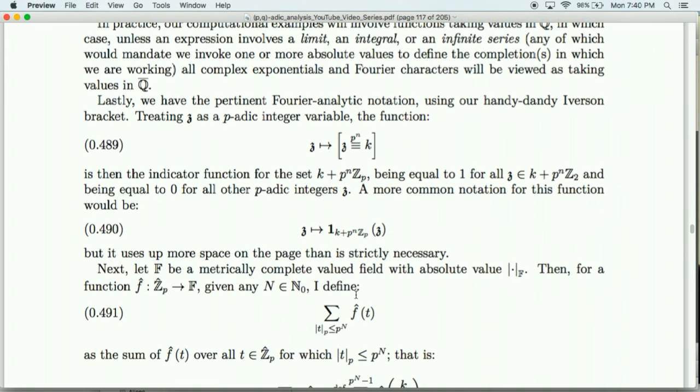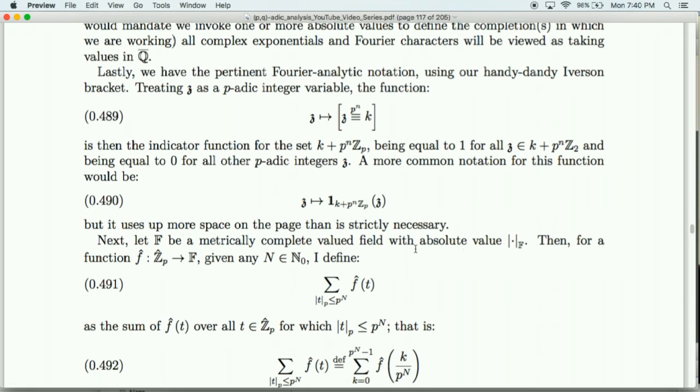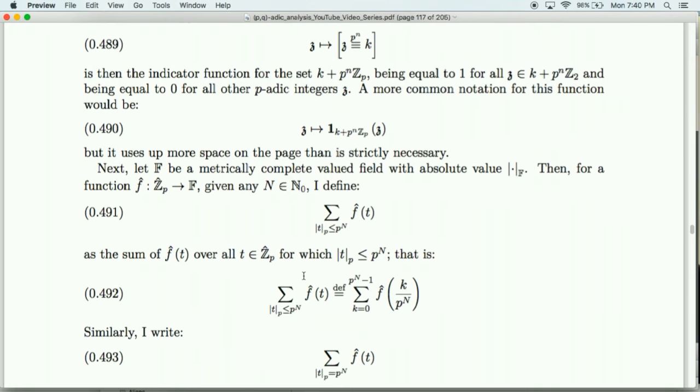So next, we have notations for series. Here, F is a field with an absolute value, and we're going to want F to be metrically complete just for the sake of it. So given any function from Z_p hat to F, I define this sum as the sum of f hat of t for all p-adic rationals with denominator at most p to the n. So by definition, this sum is the sum of f hat at k over p to the n from k equals 0 to p to the n minus 1.